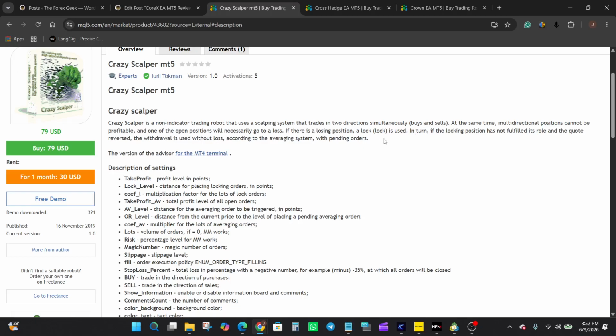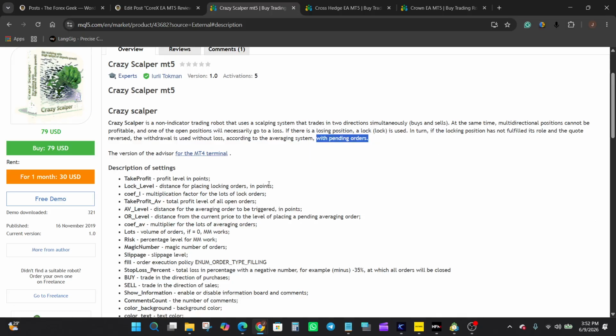Now, the description also notes that when one position moves into a loss, a locking mechanism can be used. If the lock does not fully resolve the situation and price reverses, the EA can apply an averaging process using pending orders.